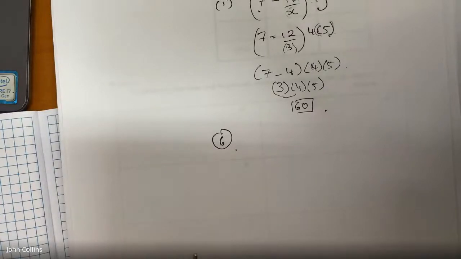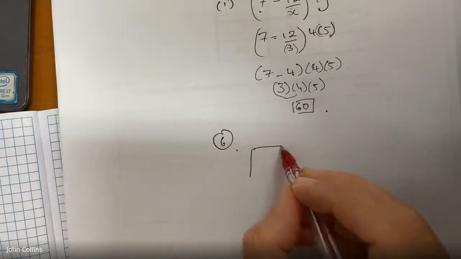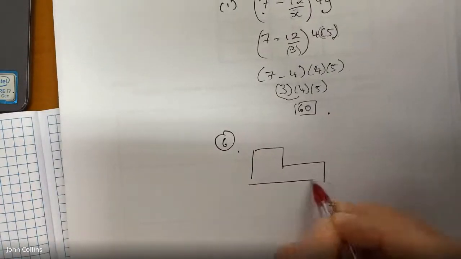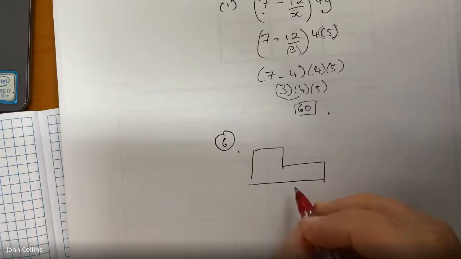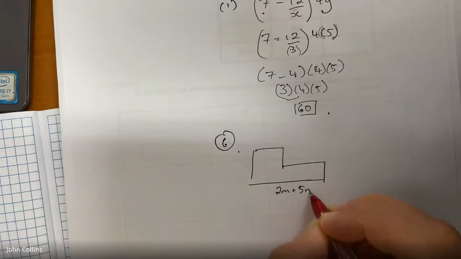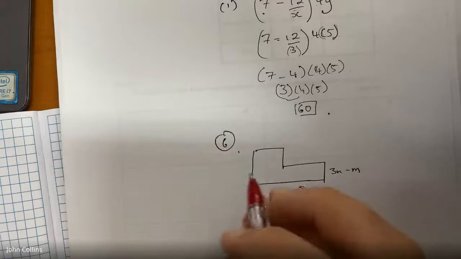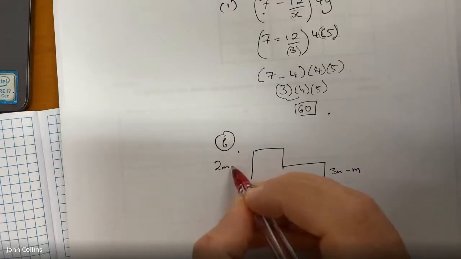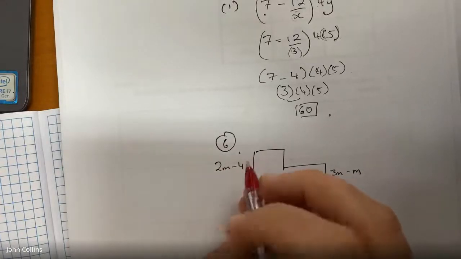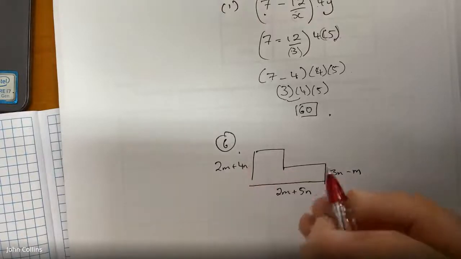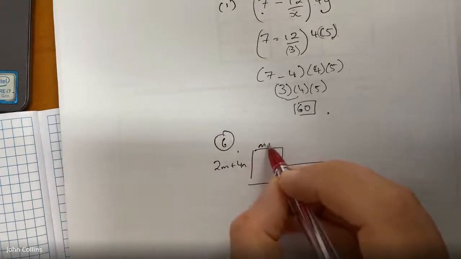The dimensions of the figure. So they give you a shape. So it's bringing in some geometry, I suppose. And they say that this length here is 2m plus 5n. The 3n minus m, 2m, so it's plus 4n is this length here. And this is m plus n.